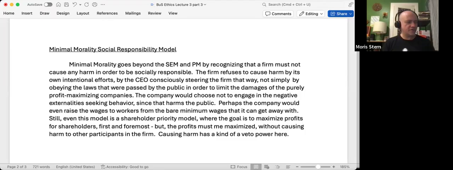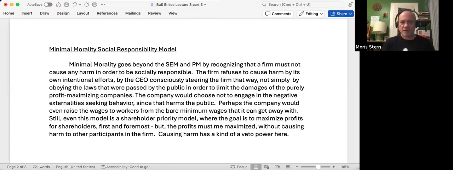So there's some intention here to do good, right? Well, not so much to do good, but simply to not do harm, not the same thing. So the company would choose not to engage in negative externalities seeking behavior since that harms the public. Well, looks like it's not going to be as harmful as the standard economic model. Perhaps the company would even raise the wages to workers from the bare minimum wages that it can get away with, right? Recognizing that very small wages do harms to workers.